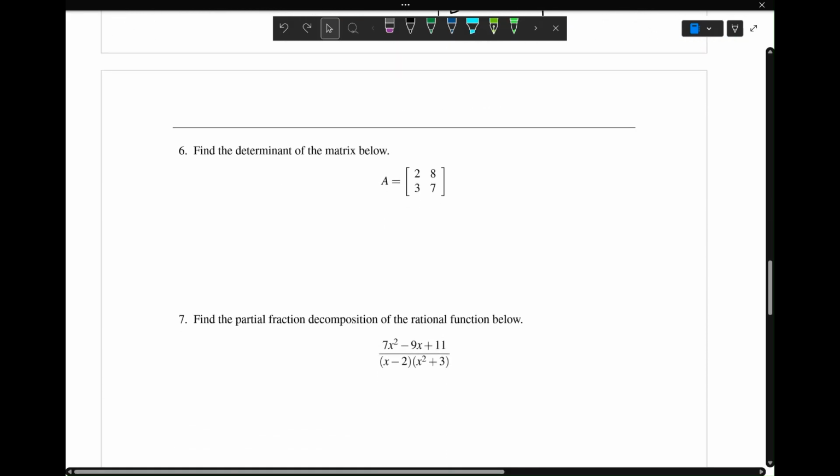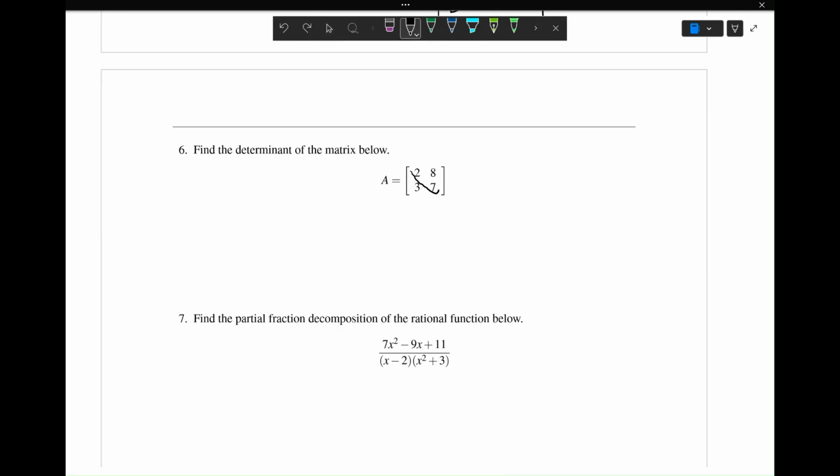All right, next let's find a determinant. We did way too many 3 by 3 determinants. Luckily 2 by 2 is easy. It's just AD minus BC. So I end up with 14 minus 24, which is -10. And that's it for this problem. Wouldn't it be great if they were all that short?